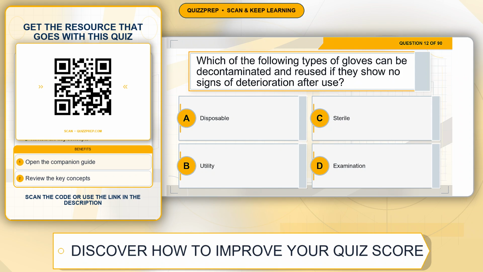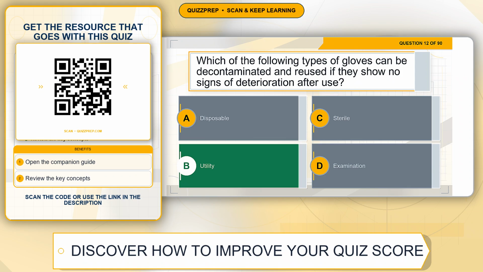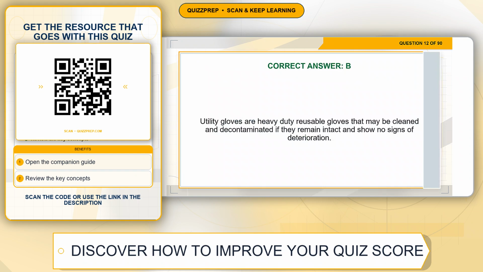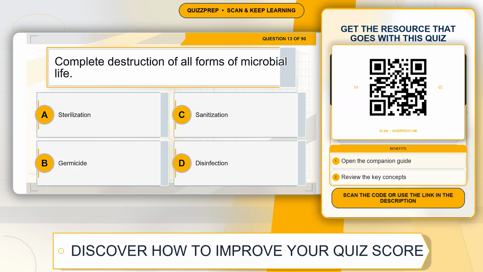Question 12. Which of the following types of gloves can be decontaminated and reused if they show no signs of deterioration after use? Option A, disposable. Option B, utility. Option C, sterile. Option D, examination. The correct answer is option B, utility. Explanation. Utility gloves are heavy-duty reusable gloves that may be cleaned and decontaminated if they remain intact and show no signs of deterioration.